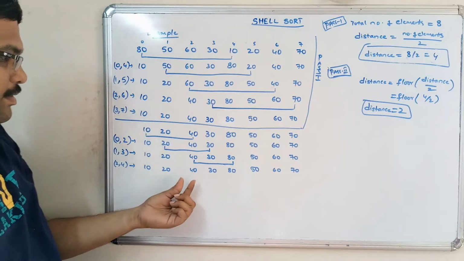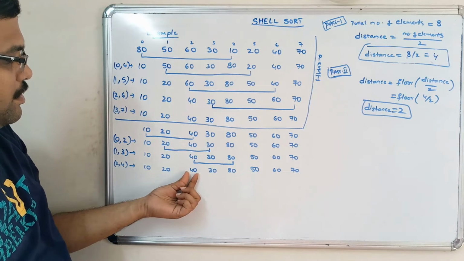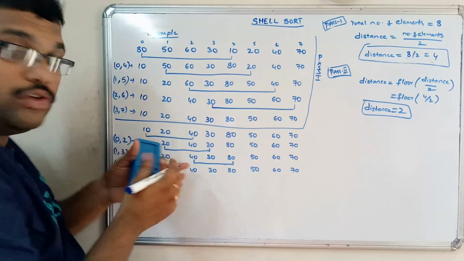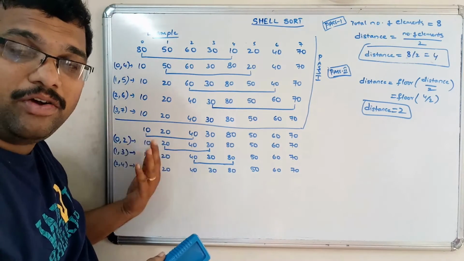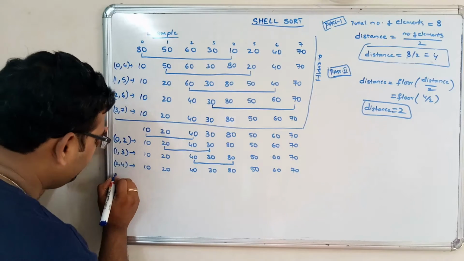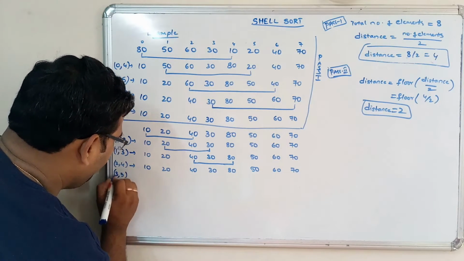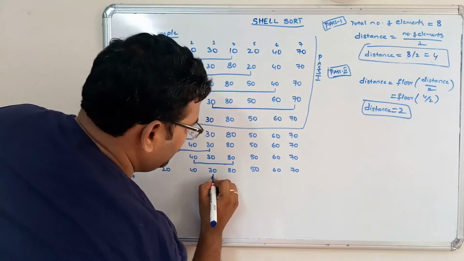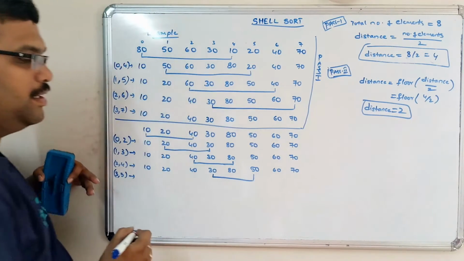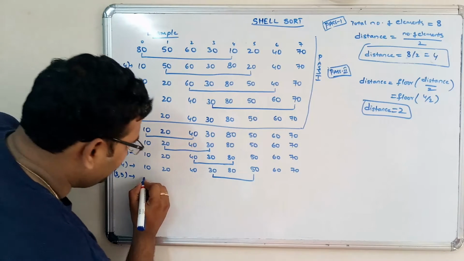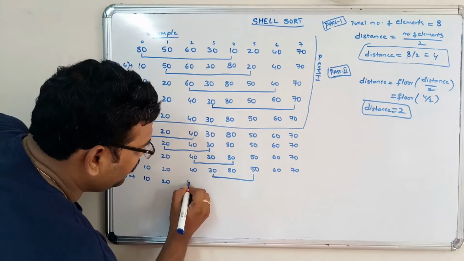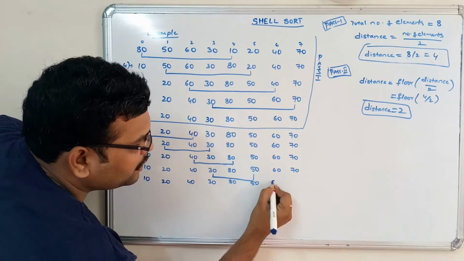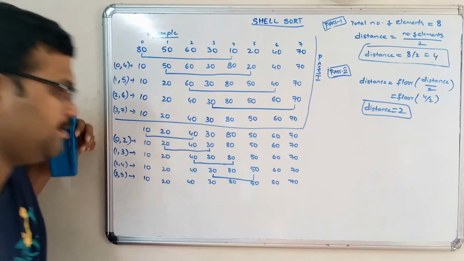So also check for the backtracking. Backtrack also we have to check. So next 3 and 5. The third element is compared with 5. This is the third element, this is the fifth element. It's compared, and again they are in sorted order: 10, 20, 40, 30, 80, 50, 60 and 70.